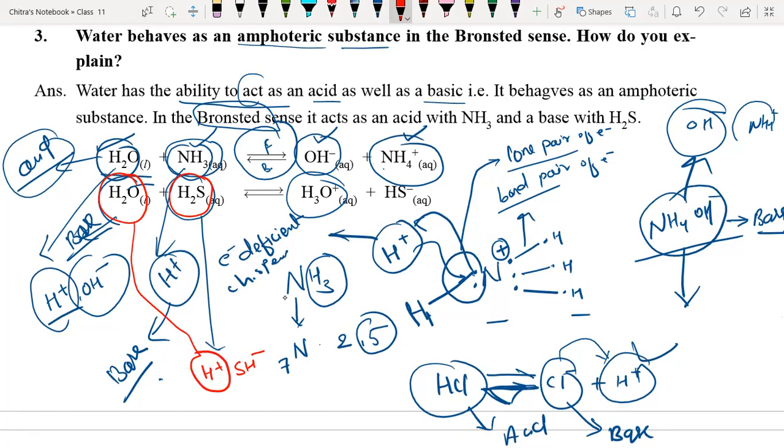Okay, so here it is acting as a base, and here the water molecule was losing H positive ion, so here it was acting as an acid. Okay, so water acting as an acid as well as a base, that's why it is an amphoteric substance.